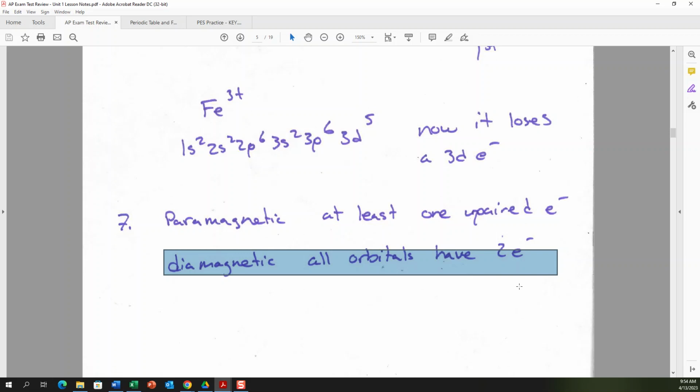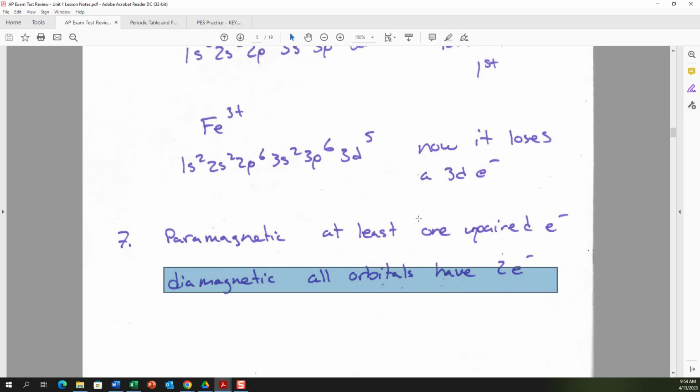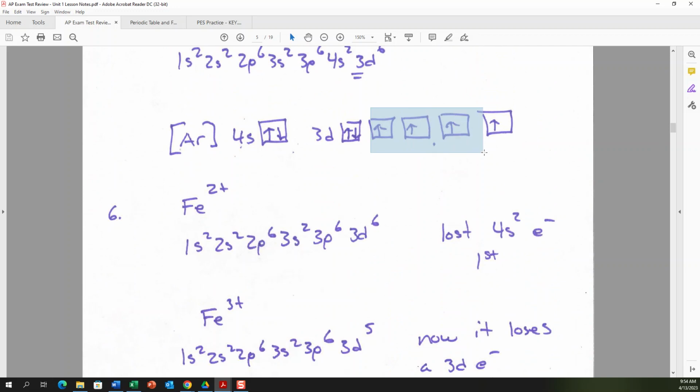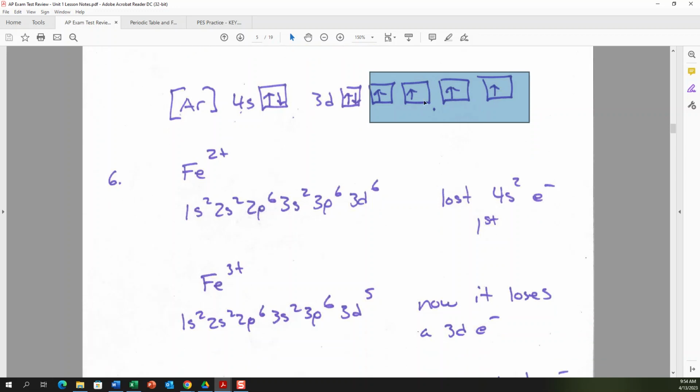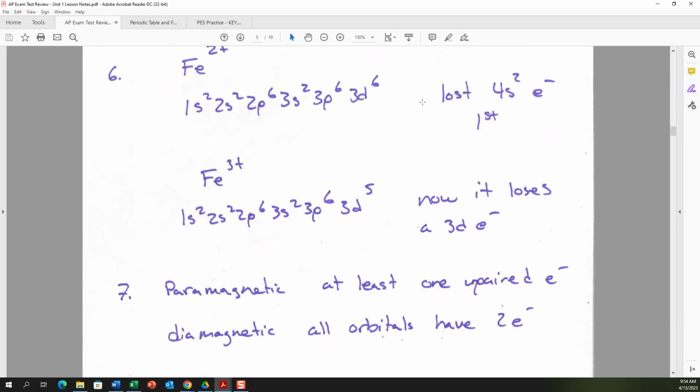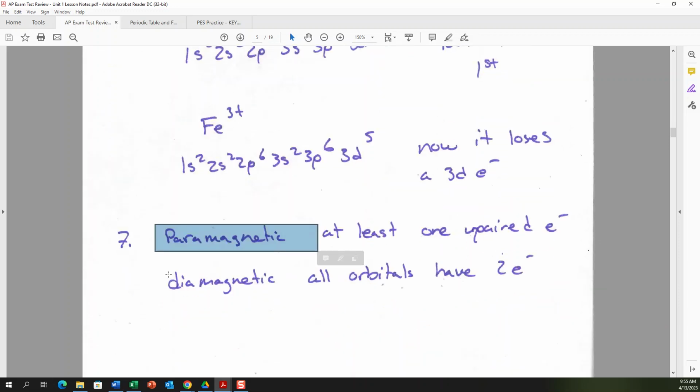So how do you know? Well, paramagnetic means you have at least one unpaired electron. So if you go to iron, iron has 4 unpaired electrons. So it's very paramagnetic. Remember, we talked about this way back in Unit 1. Iron we actually call ferromagnetic because when you get four or more unpaired electrons, you're classified as ferromagnetic, which means very paramagnetic. But I've never seen ferromagnetic show up on the AP exam. So it's just para or dia. If you have at least one unpaired electron, you're paramagnetic. And if you have all your electrons paired up, you're diamagnetic.